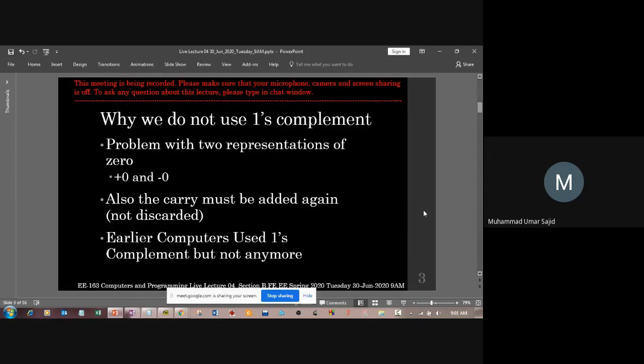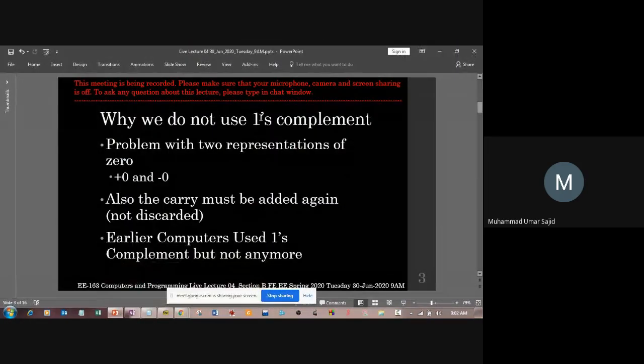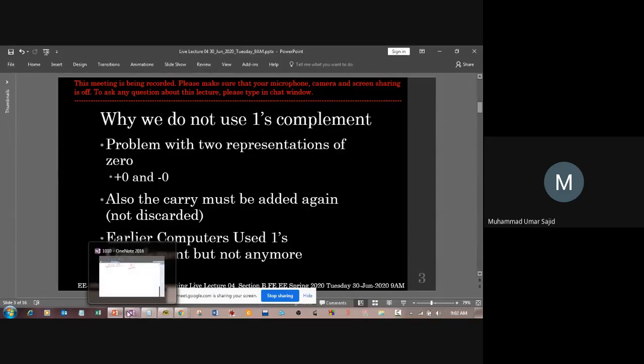In the passing of that lecture, I said that we do not use one's complement to represent negative numbers, and we actually use two's complement. The reason is that in two's complement, we do not have the problem of one's complement. Let's see what the problem of one's complement is. Actually, you have to keep in mind that it was used in very old computers, a long time ago, but not anymore. There are actually two problems with one's complement.